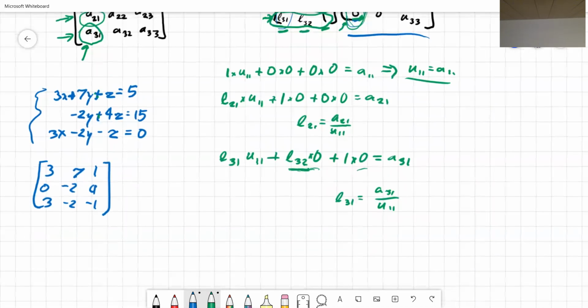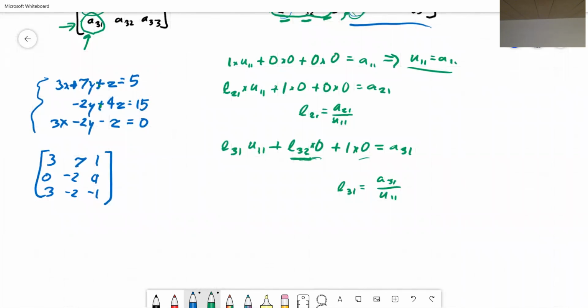We want to decompose these into L and U. So let's look at what we just did here. We got U11 equals A11, so U11 equals this guy, 3. L21 equals A21 over U11, which is this guy, 0, over this guy, 3. So 0.